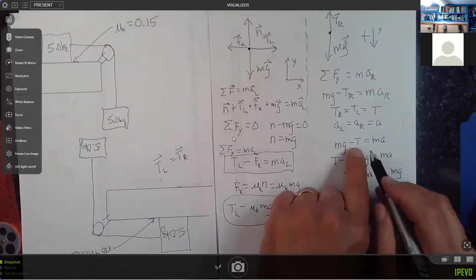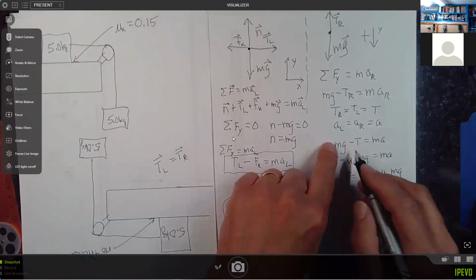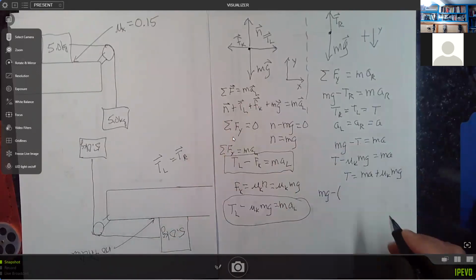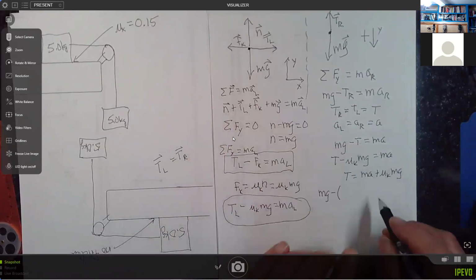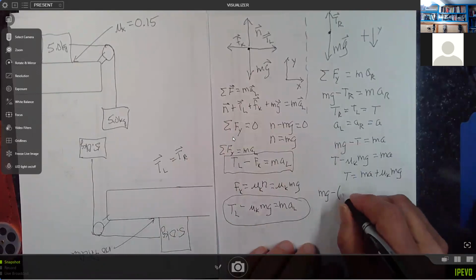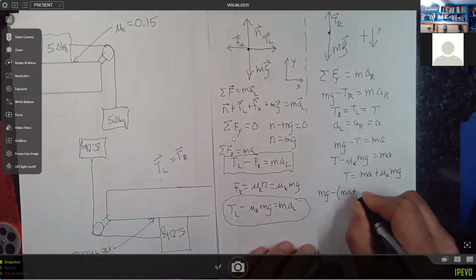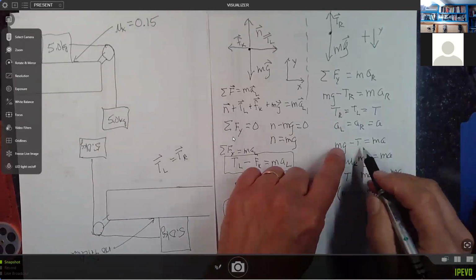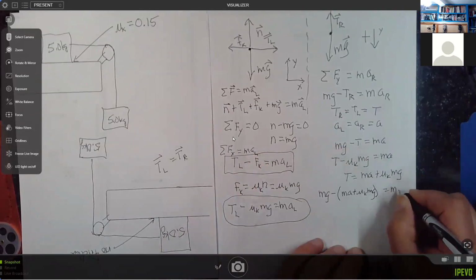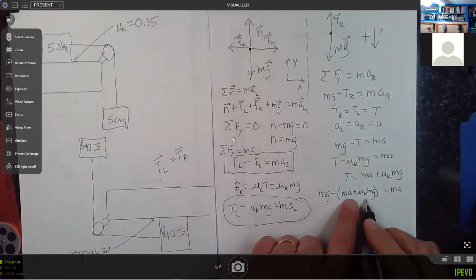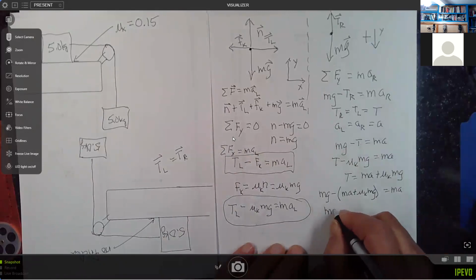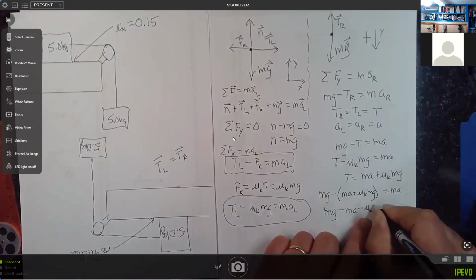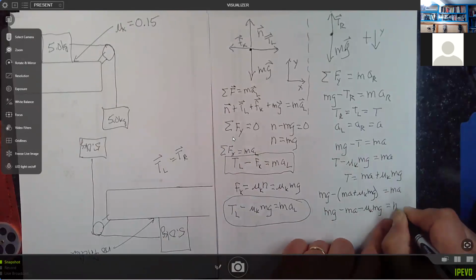If I plug it in here, substitution, I'll have a single equation that says mg minus, now I have to be careful. I've got two terms here with a minus sign in front of them. I'm going to wrap those in parentheses so I make sure I distribute. Ma plus mu sub k mg equals, that was mg minus T equals ma. And now if I distribute that minus sign through, mg minus ma minus mu sub k mg is equal to ma.